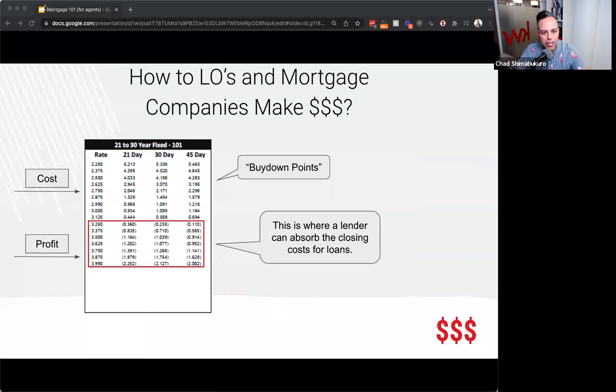So this next slide is a better visual of that, where everything that is not in the parentheses is the cost. Anything that's in the parentheses is the actual profit.